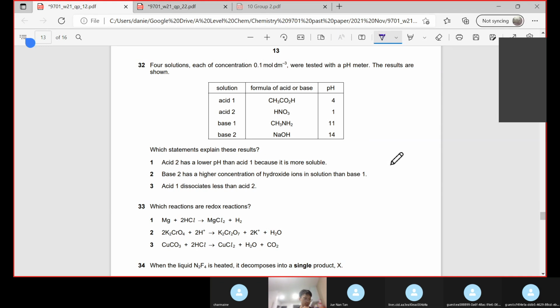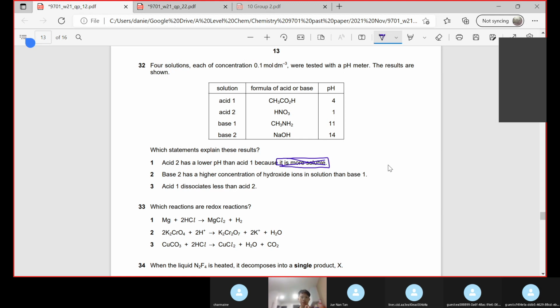Okay, it is about acid and base. Acid 2 has a lower pH than acid 1 because it is more soluble. The statement is correct that acid 2 has a lower pH than acid 1, but the reason is wrong. Because it is more soluble? No. Because acid 2 can dissociate completely. That is the reason it has a low pH. So statement 1 is wrong.